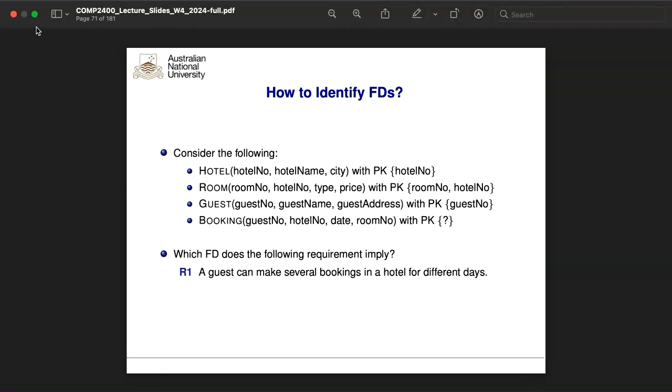For R1, a guest can make several bookings in a hotel for different dates. What kind of function dependency could we have for this? Yes, so there's nothing we can get for function dependencies, because function dependency is kind of constrained, but it cannot capture everything. So in this case, this kind of data requirement, function dependency cannot capture.